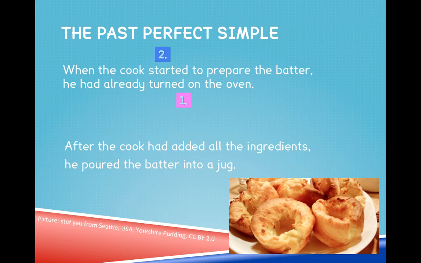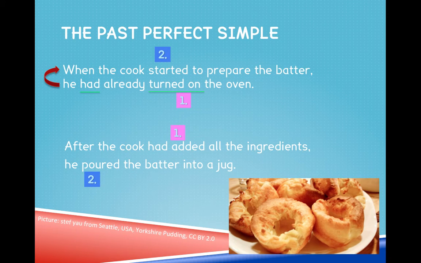When the cook started to prepare the batter, he had already turned on the oven. Of course, the oven was turned on first and then the cook started to prepare the batter. You can see that because we use the word when. And of course the past perfect simple had turned on. But you can also flip this sentence and say, the cook had already turned on the oven when the cook started to prepare the batter. Same meaning, different word order.